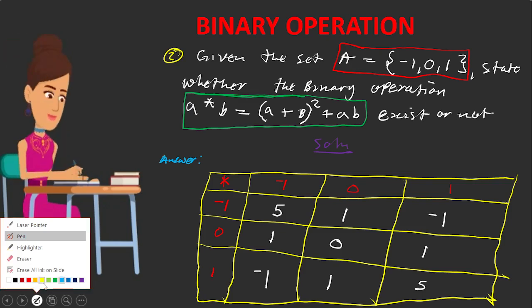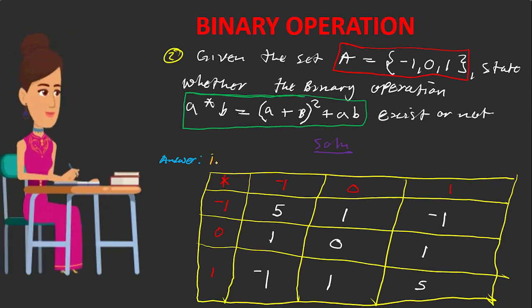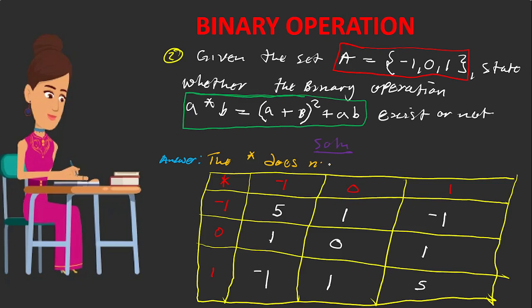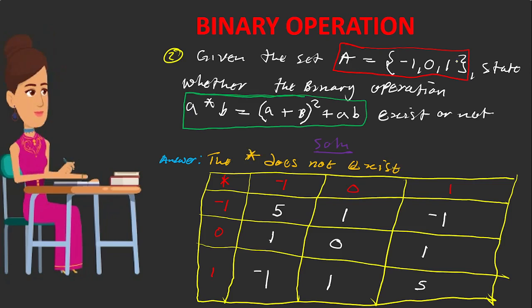So that's the answer. The binary operation does not exist. So it's very important for you guys to know that even when you are having a single number which is different from these guys there, then it doesn't exist. Okay, so make sure that you are able to understand such. All right, let me move on and look at my third example.